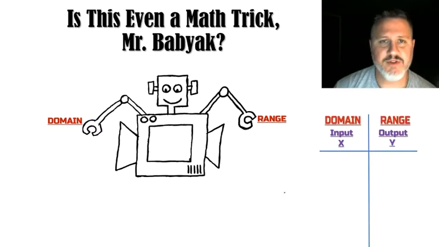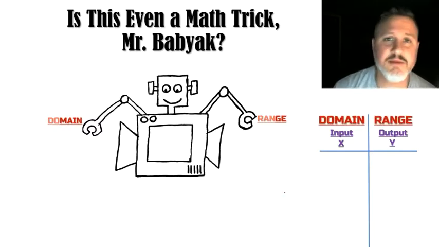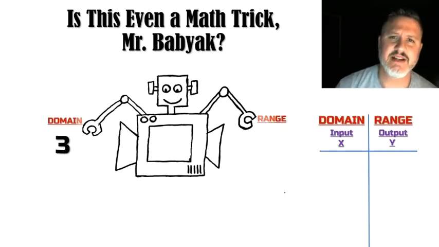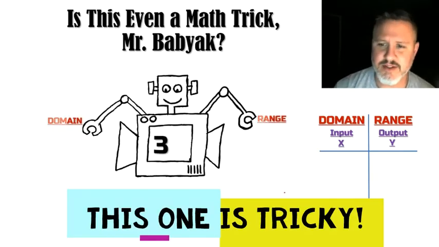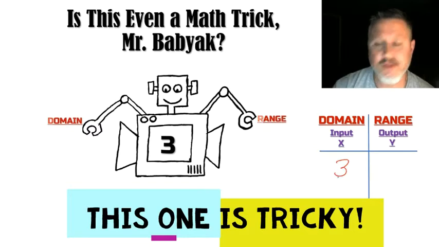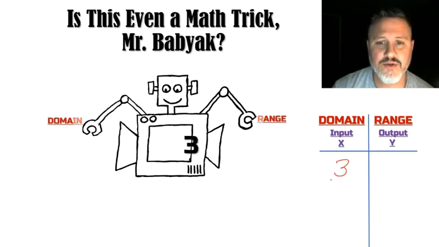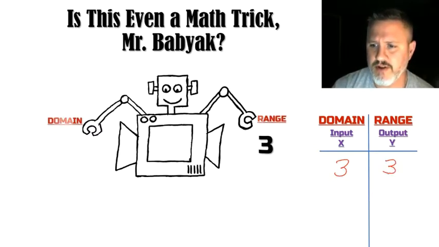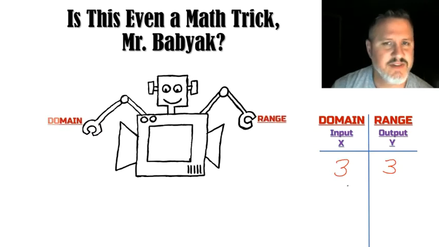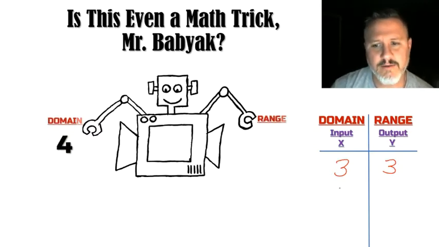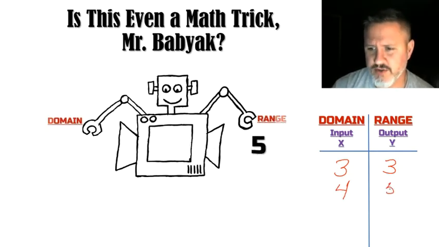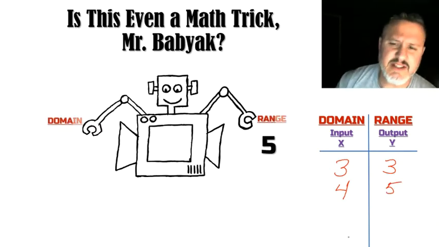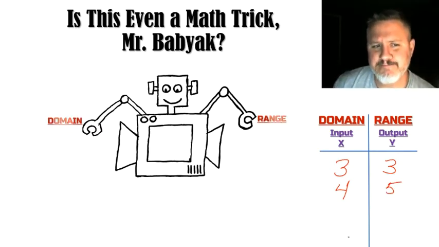All right, so let's check out what's going in this number machine. He's saying, wait a second, is this even a math trick? These are so easy. A 3, Mr. Babiak, what's a 3 going to turn into? Well, a 3 is going to turn into a 3. Is that right? Let's find out. A 4 is going to turn into a 4? No, 4 is going to turn into a 5. So what's going on with this number machine? It's a little weird, right?